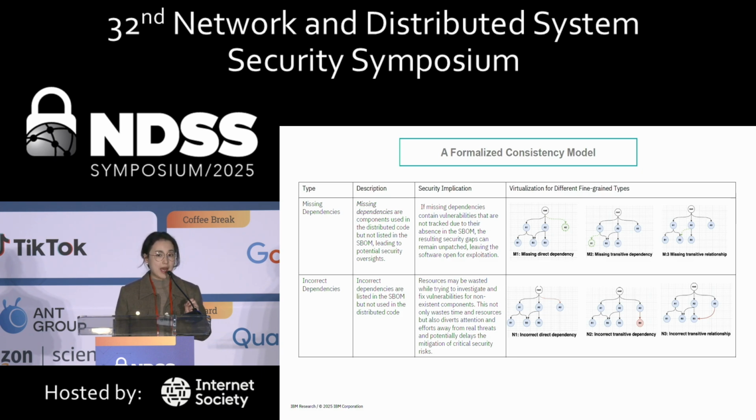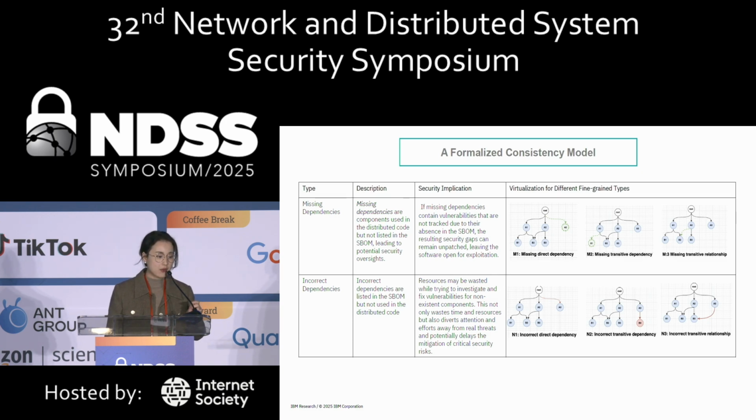In our study, we identified two broad types of dependency issues: missing dependency and incorrect dependency. Missing dependencies are the components used in the distributed code but not listed in the SBOM. This may lead to potential security oversights. For example, if a missing dependency has a vulnerability, it won't be tracked by the vulnerability scanner built on top of the SBOM because this dependency is missing. The security team may never fix this vulnerability and will eventually leave the software vulnerable to those attacks.